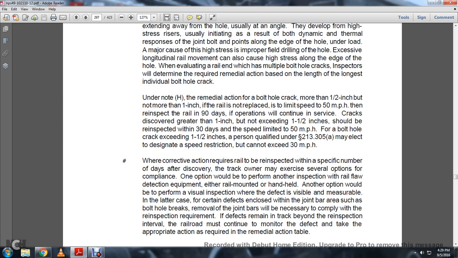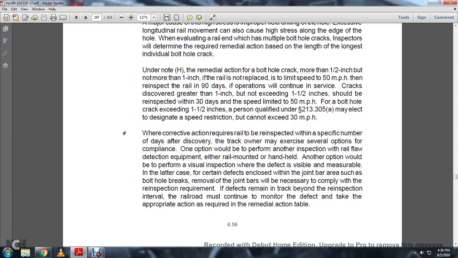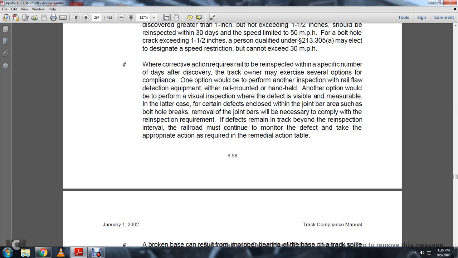If operation will continue in service, cracks discovered greater than 1 inch but not exceeding 1.5 inches should be re-inspected in 30 days. Speed is limited to 50 miles an hour for bolt hole cracks exceeding 1.5 inches. A person qualified under statute 213.305 may elect to designate a speed restriction, but not exceeding 30 miles an hour.